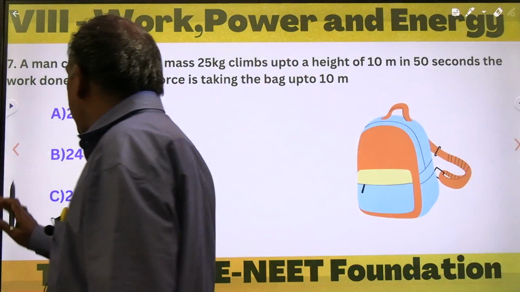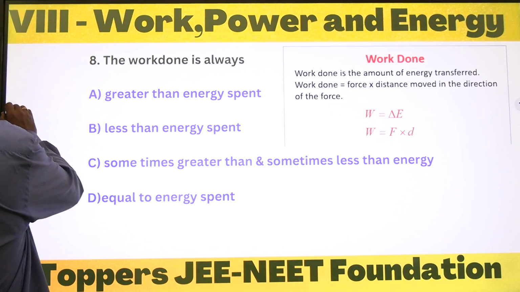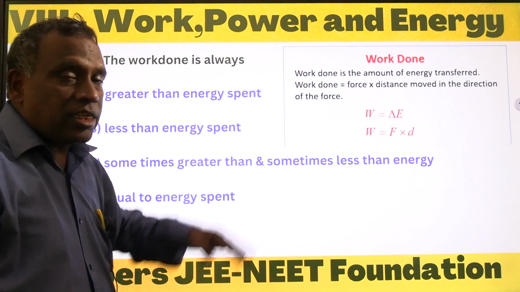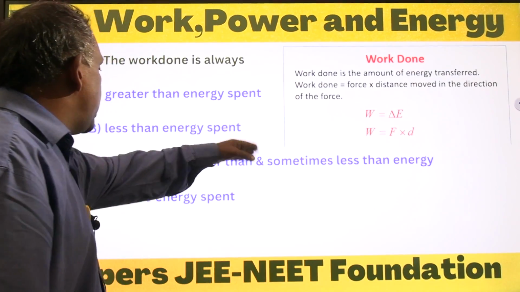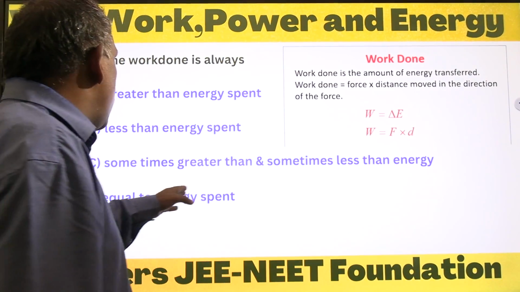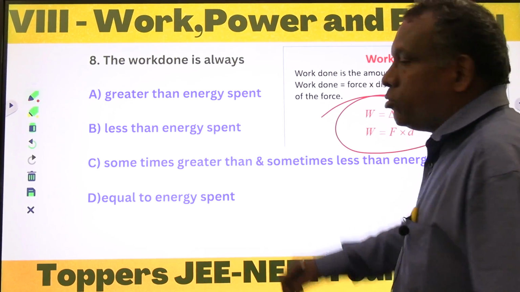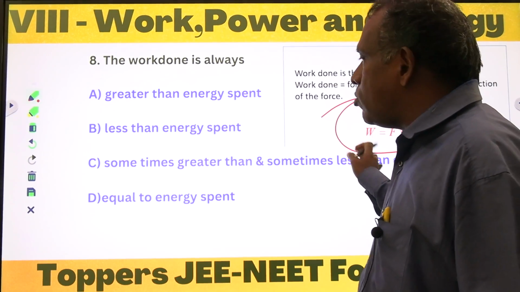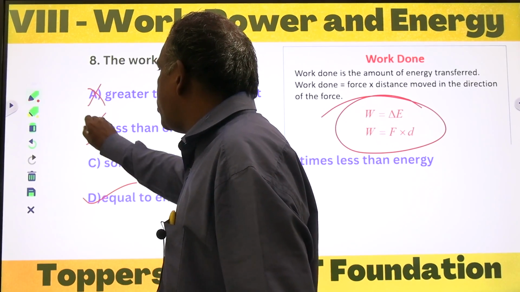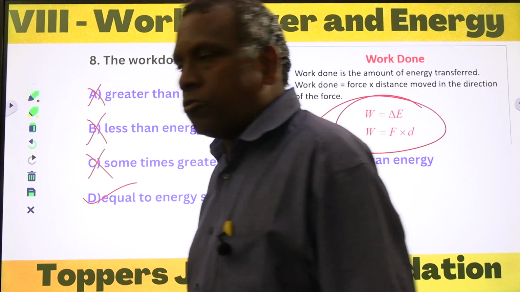So the next question: the work done is always, and there are 4 options given. The work done is greater than its energy spent, or less than its energy spent, or sometimes greater and sometimes less, or equal to the energy spent. I told you already, work done is always equal to energy. So option D is the correct answer. Option A, B and C are wrong.